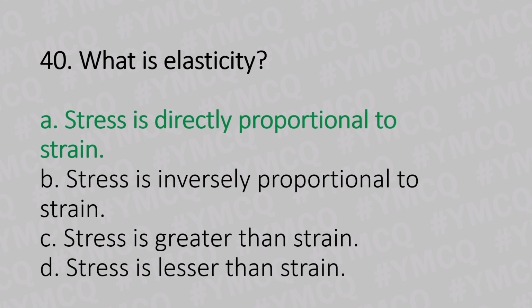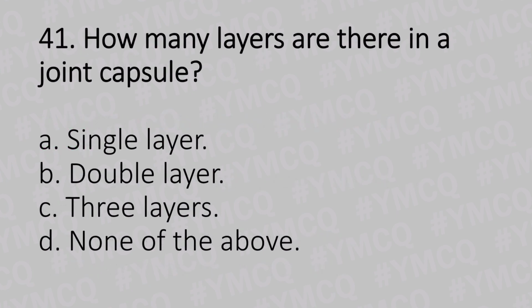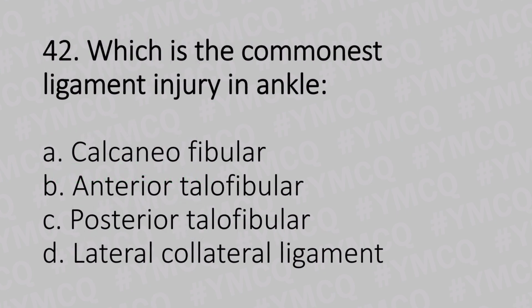Moving to our 41st question, how many layers are there in a joint capsule? Option A, single layer. Option B, double layer. Option C, 3 layer. Option D, none of the above. And the answer is option B, double layer.